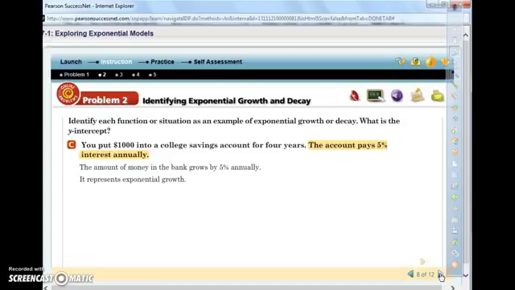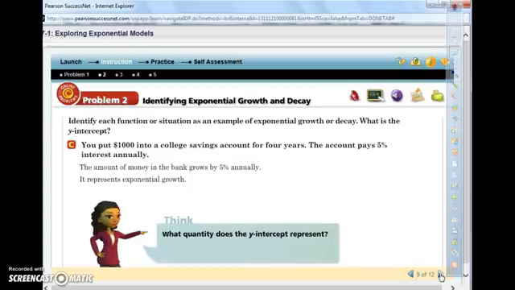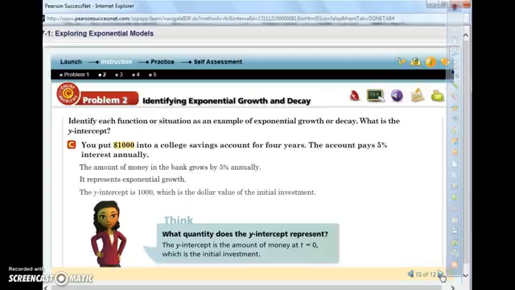So what do you start with? What quantity does the y-intercept in this situation represent? It's your initial amount of money. The y-intercept is the amount of money at t equals 0, which is the initial investment. The y-intercept is 1,000, which is the dollar value of the initial investment.